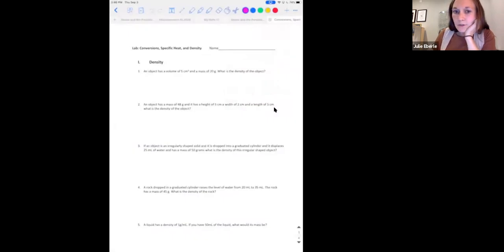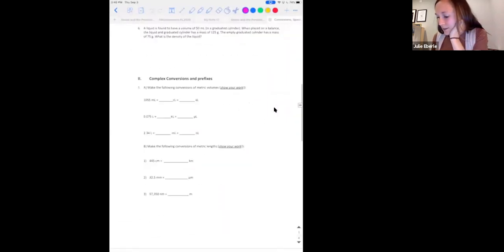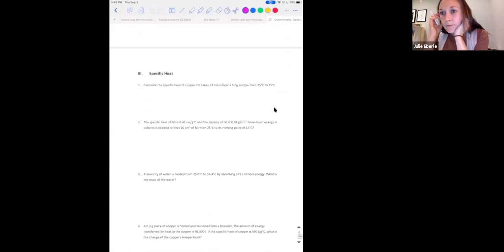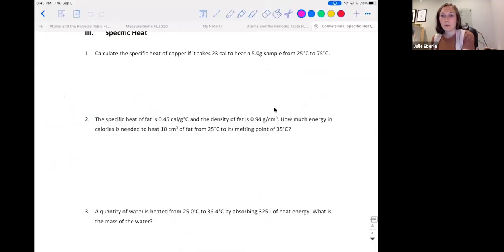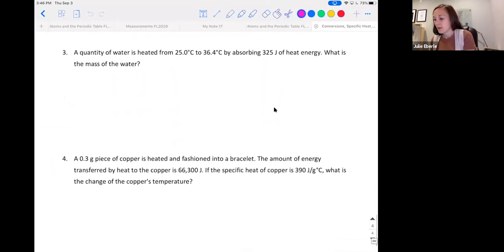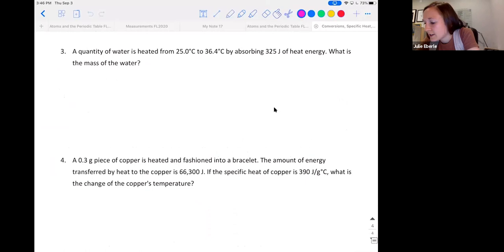Okay, here's the dry lab. You said specific heat, number 3, right? Looks a little small. Can y'all see that better? Okay. A quantity of water is heated from 25 degrees Celsius to 36.4 by absorbing 325 joules of heat energy. What is the mass of the water? So how much water do we have?